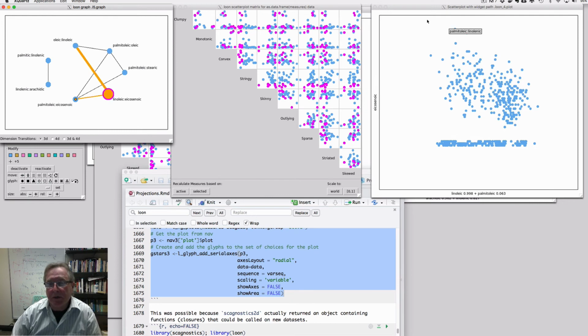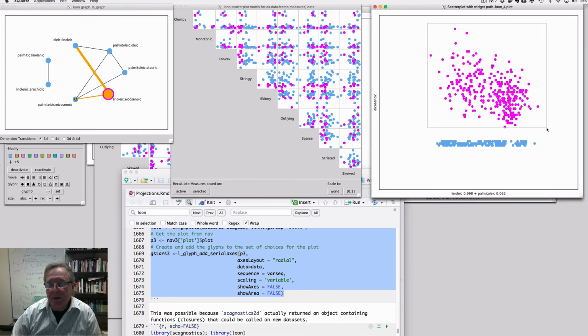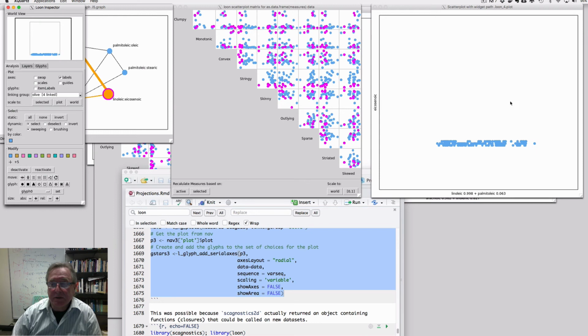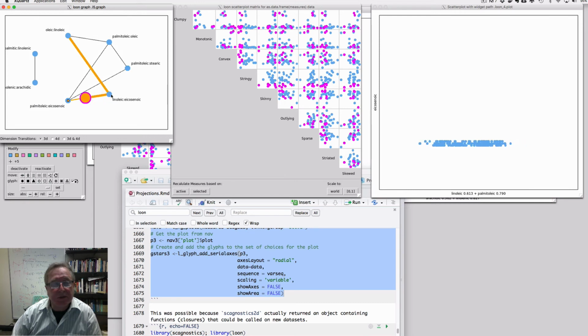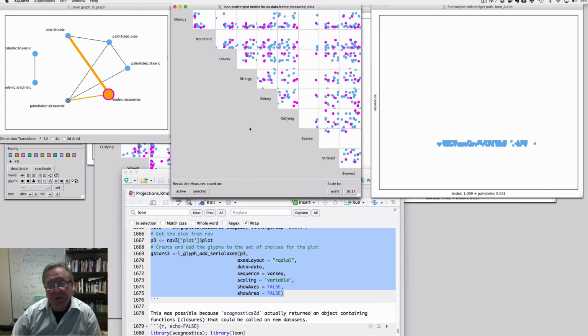So I may want to take this group and say, let's cut that out of the way for a moment and let's look at the remaining group. So I'll select that, I'll deactivate it. So now we have this, and I could continue now moving on this graph to see what's there, or I could ask this to recalculate itself based only on the active points. So now I have the scagnostics that are just based on this cloud alone.